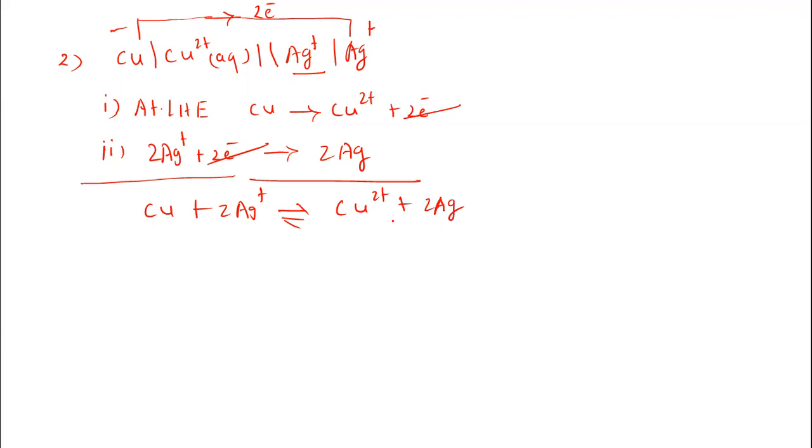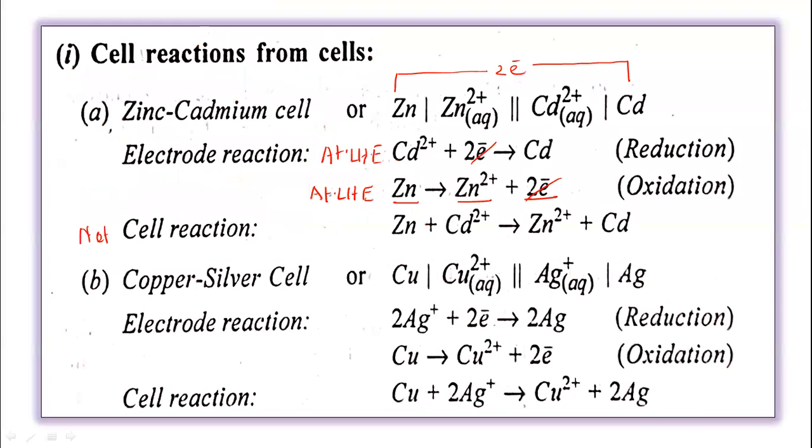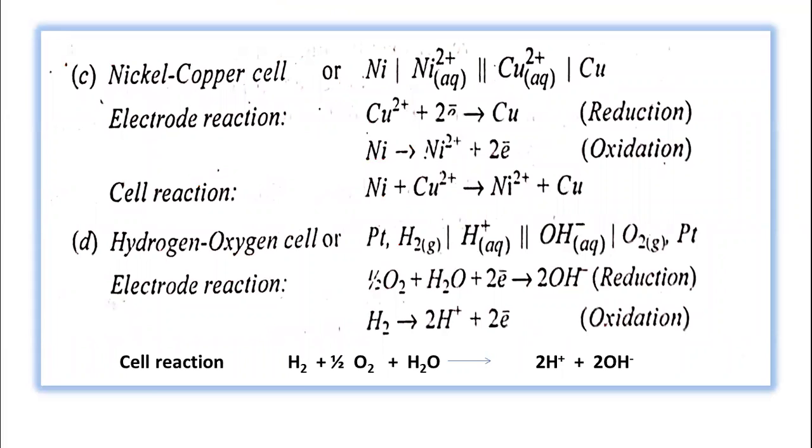Because of this net cell reaction, the electricity is produced in this galvanic cell, due to the liberation of the electrons onto the left-hand side and the addition of the electrons onto the right-hand side. So in the galvanic cell, oxidation and reduction reactions take place. So we know how to write the cell reaction from the cell. We can take various examples.